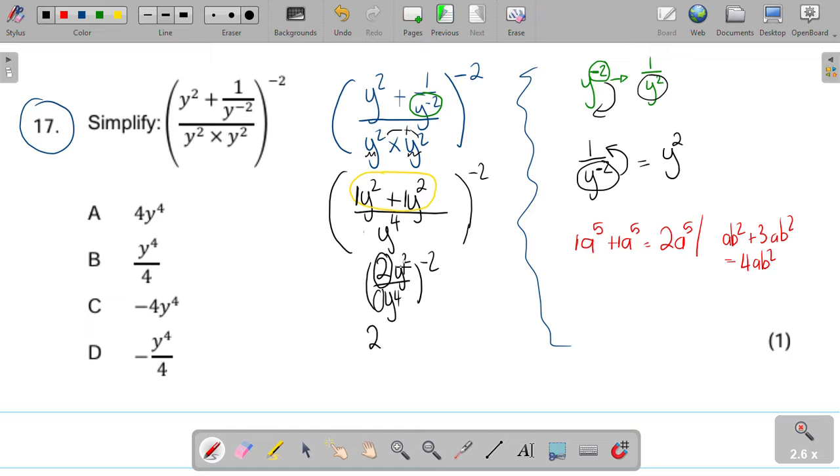Then how do we cancel this? Well, there's 2 y's at the top, y squared. There's 2 at the top, and there's 4 at the bottom. So when you subtract them, there will be 2 left over at the bottom. So y to the 2 when you end up canceling. And then, yes, it is all still to the negative 2.